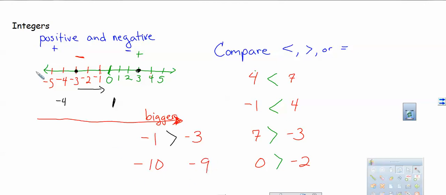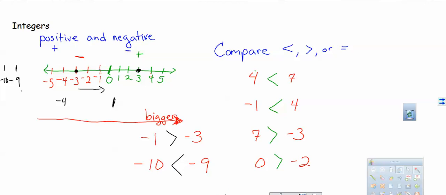If we have -10 and -9. Now, they're not on here, but -9 would be right here, and -10 would be right here. So if I look at that, -9 is bigger. So -9 is greater than -10. So my inequality sign has to go like this. So when I read this, it says -10 is less than -9.